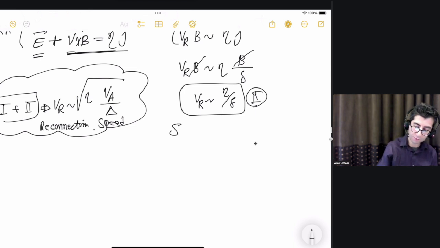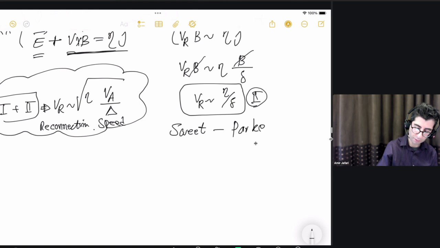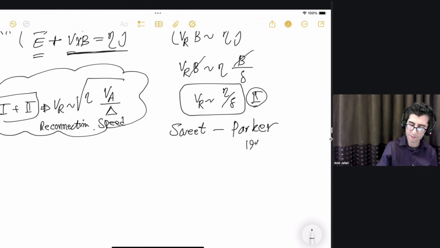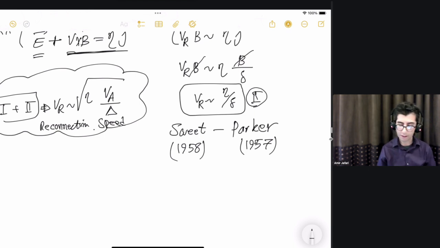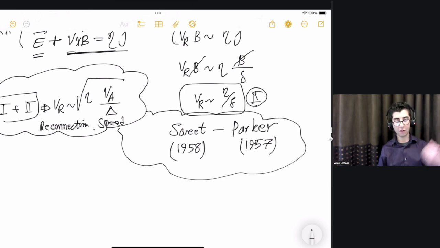This is called the Sweet-Parker reconnection model. Parker, I guess, developed this model in a series of papers, but the first one was, if I'm not wrong, 57, and this was 58 in a conference somewhere. So this is called the Sweet-Parker model, or the Sweet-Parker reconnection speed.